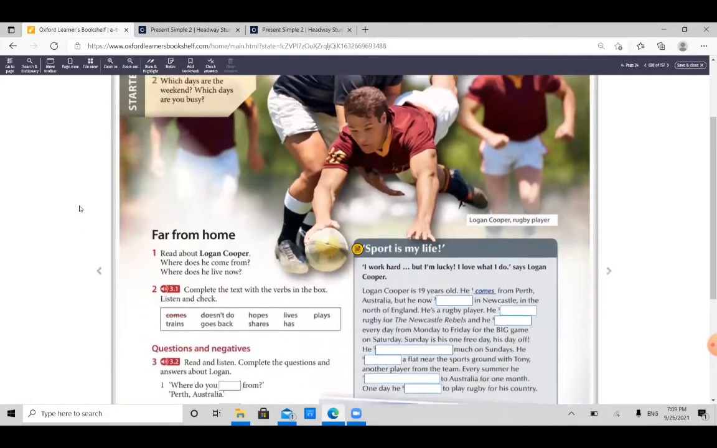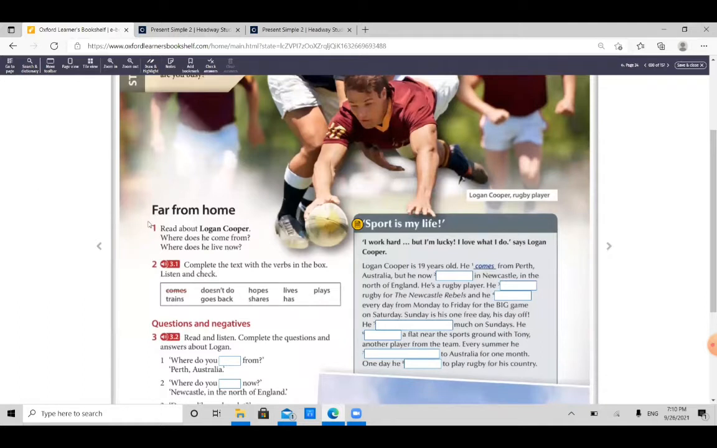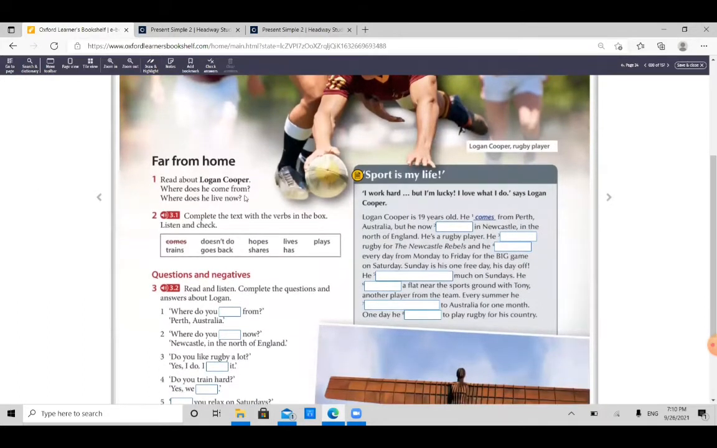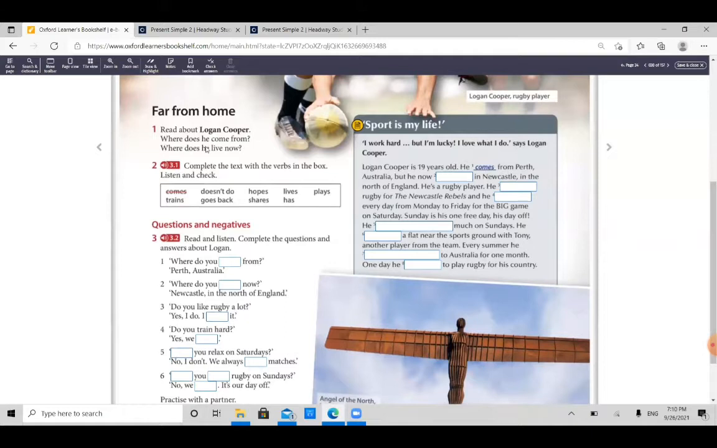We will start with the grammar from far from home. Read about Logan Cooper. Where does he come from? Where does he live now? So as you see, we have a simple present question. We use does and the verb in the base form. Okay, let's read this text and fill in the spaces from these verbs. Let's choose the matching verb to the space.